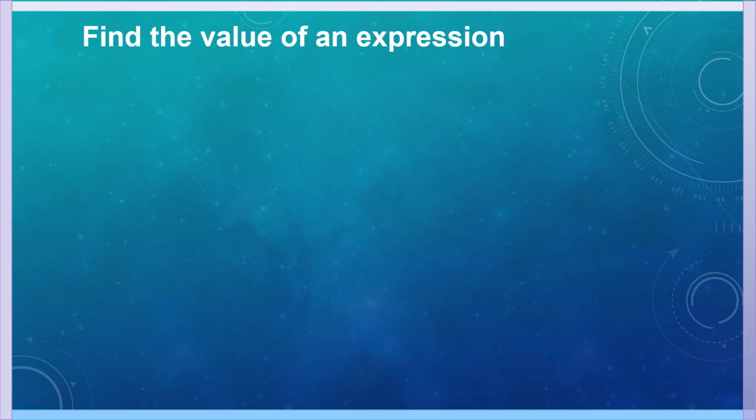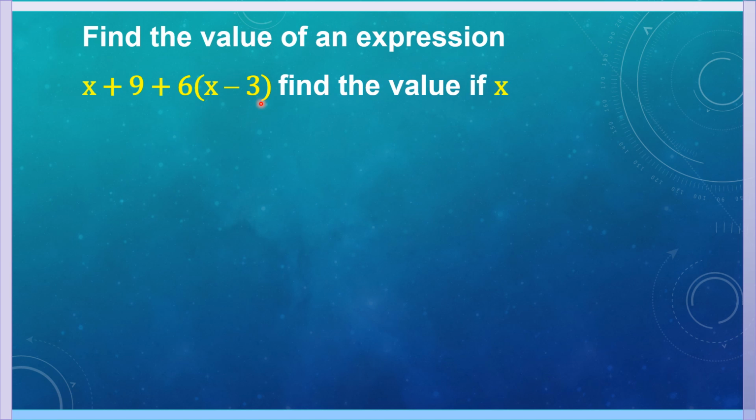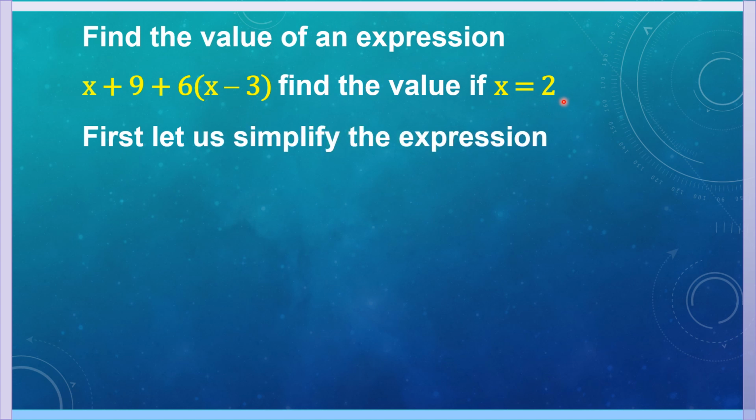Find the value of an expression. Example: x plus 9 plus 6 inside the bracket x minus 3. Simplify the expression and find the value if x is equal to 2. In this expression, we need to simplify the expression first. x plus 9 plus 6 into x is 6x. 6 into minus 3 is equal to minus 18. x plus 9 plus 6x minus 18.